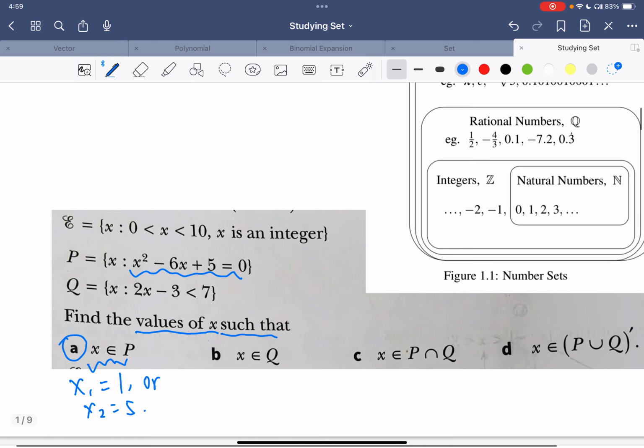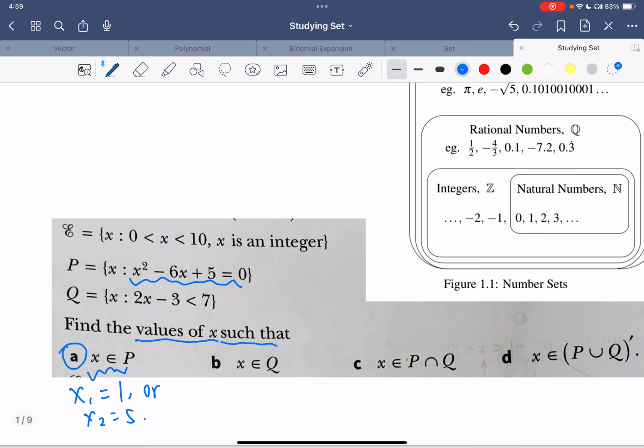You can calculate on your own, okay? Right, so that's the answers. There are 2 answers for the question A. Number 2, question B. X is an element of the set Q.